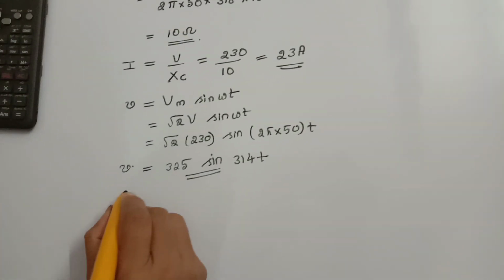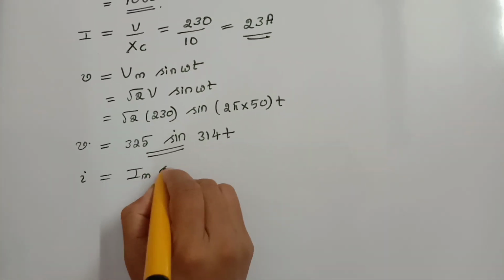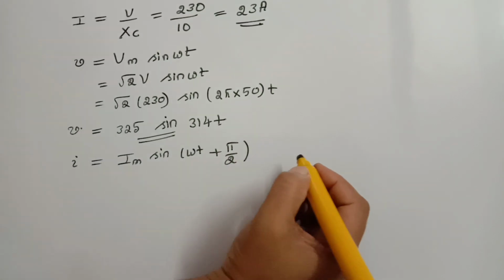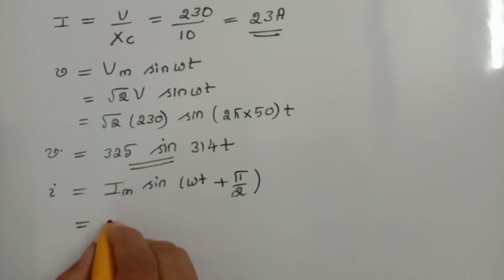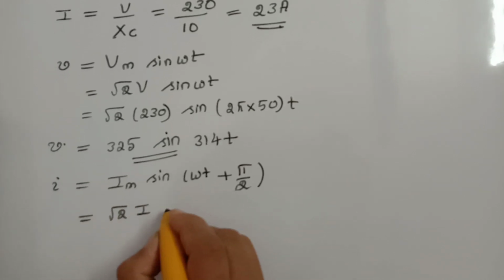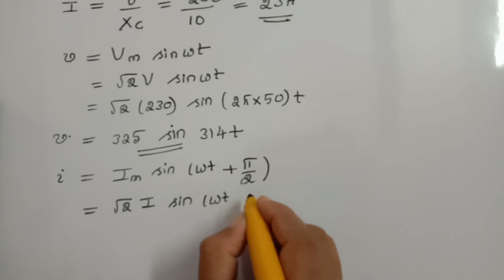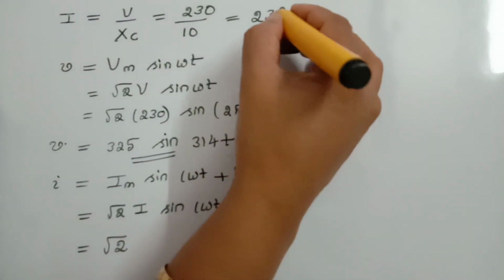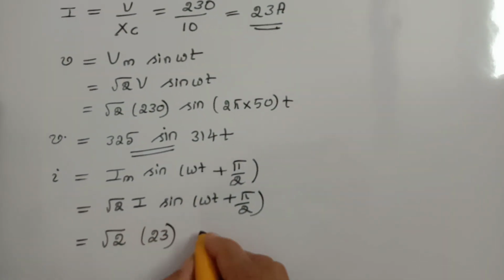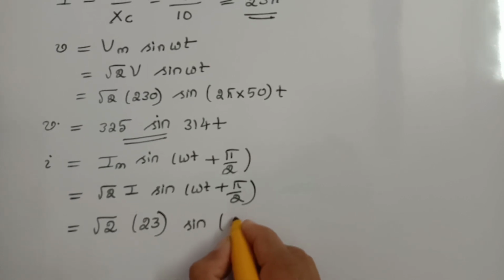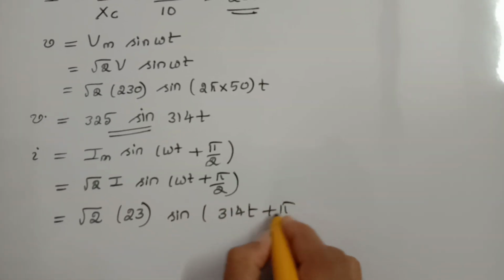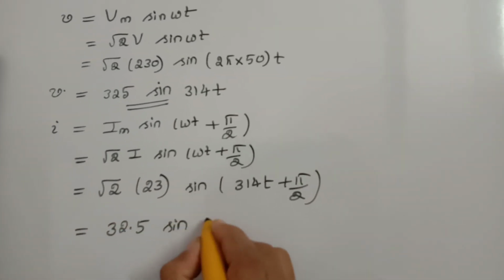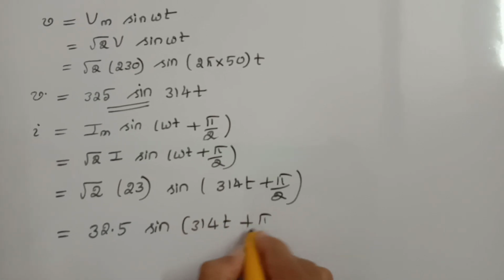Now current value is given by Im sin(ωt + π/2). It's a capacitive circuit. The current is equal to root 2 times I sin(ωt + π/2). Now substitute the value of I. I = 23 amps, sin(314t + π/2). So root 2 times I is 32.5, giving 32.5 sin(314t + π/2).